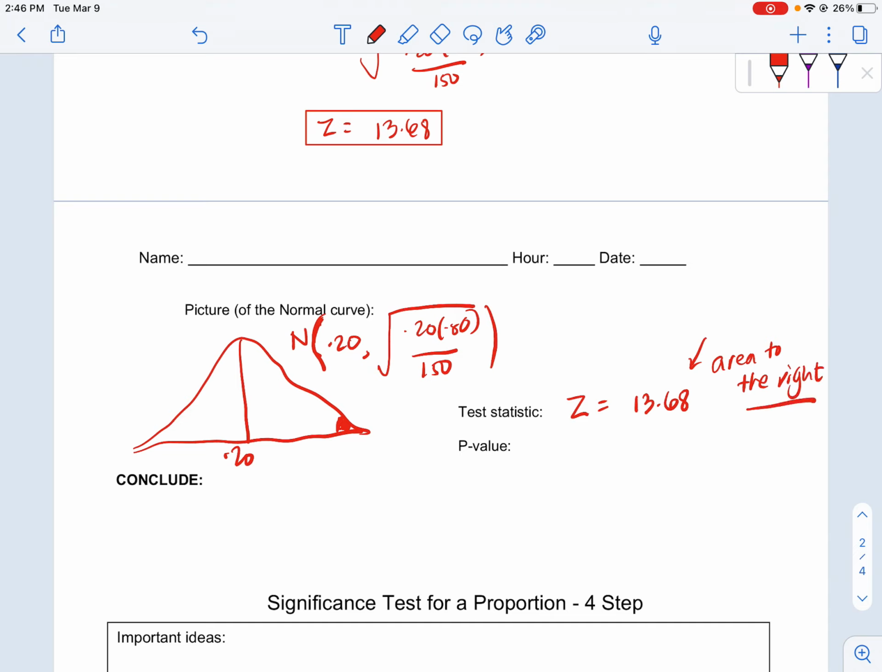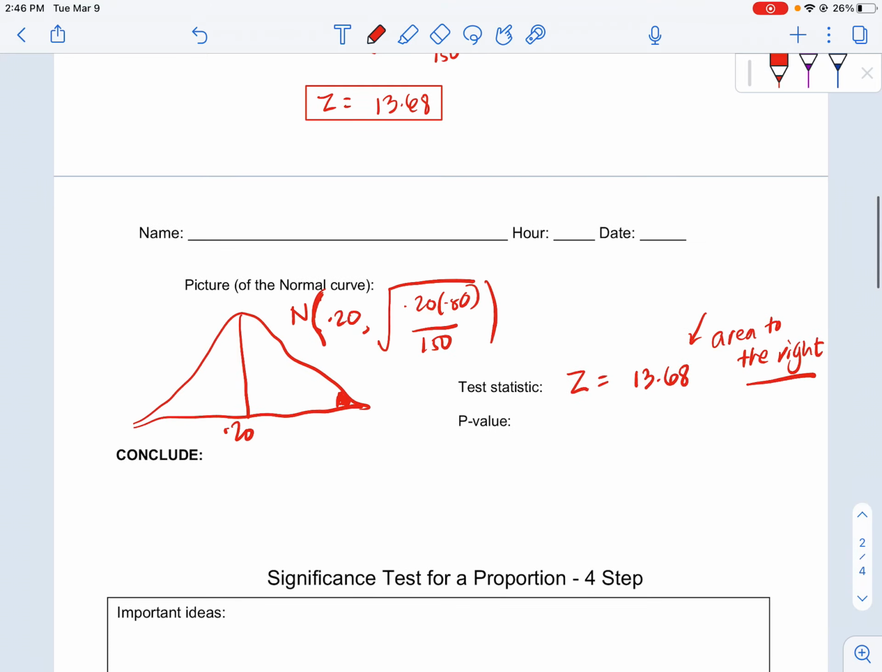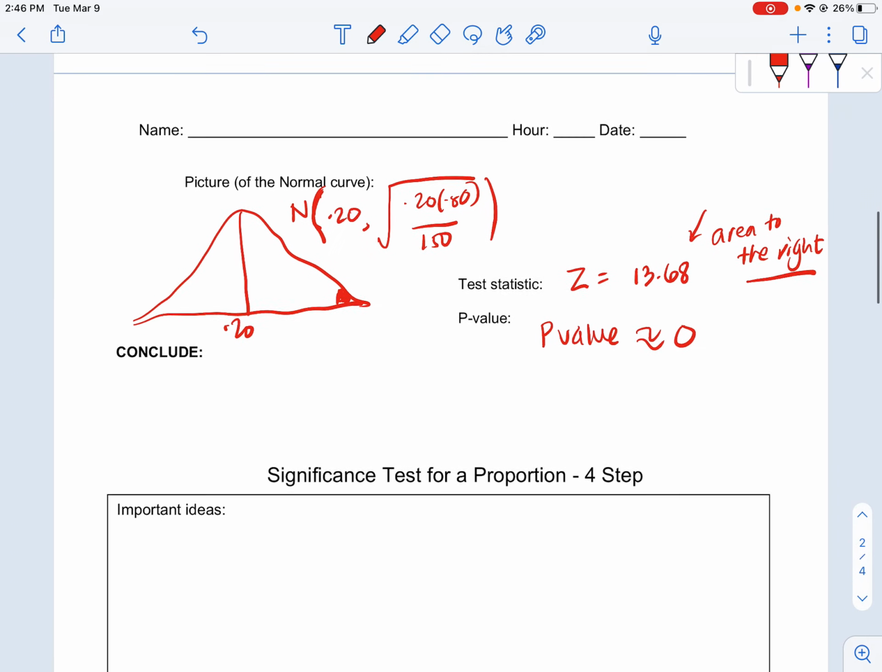If we look at the table for the z-score, we don't have 13.68, right? Because this is a really big z-score. We can use our calculator, but we do know that this number is going to be really small. So this one, actually, is not accurate. It has to be smaller than that. But I just want to show that it's on the right side. Our p-value is going to be approximately 0. Okay, approximately 0%.